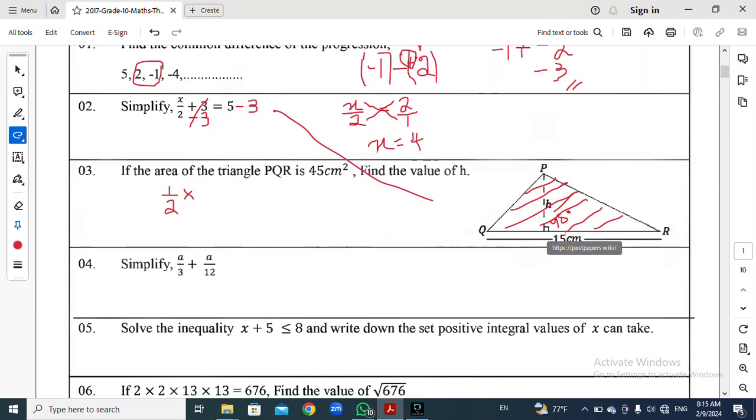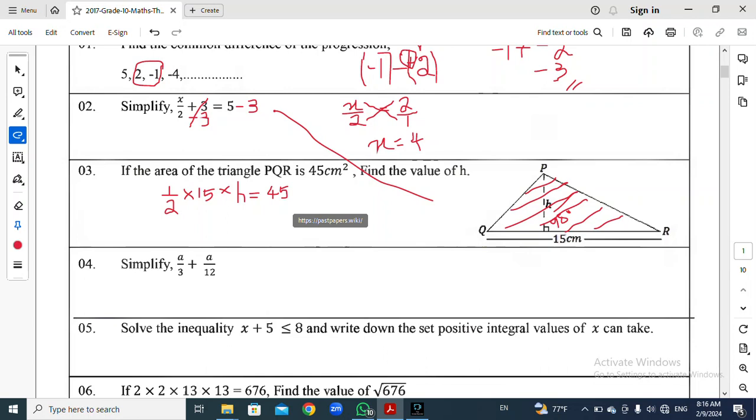So what does the base mean? From where is h coming? H is starting here, so we are taking this one as h and QR as the base. So QR is 15, into the height h, that is equal to 45.